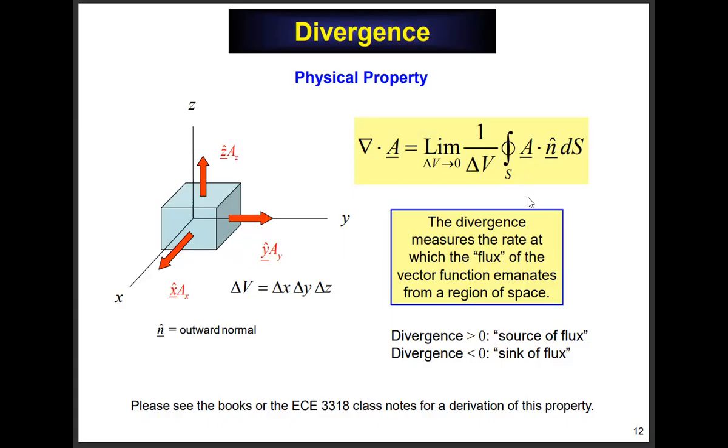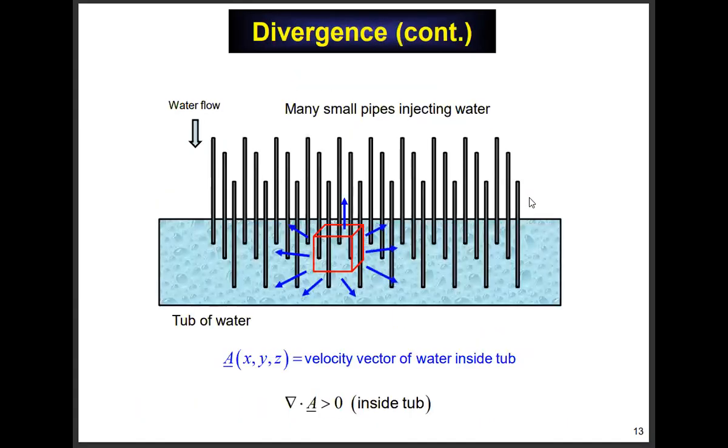Now, to make it a little bit more physical, let's make it more concrete by saying this A vector is something that's really easy to visualize. Let's say it's the velocity vector of water. So this could be inside a bathtub or a river or something like that. But at any point, the water's got some velocity, and that's the A vector. That's what it means physically. Now we're going to visualize it. If water is just flowing from left to right in a river, there probably wouldn't be any divergence.